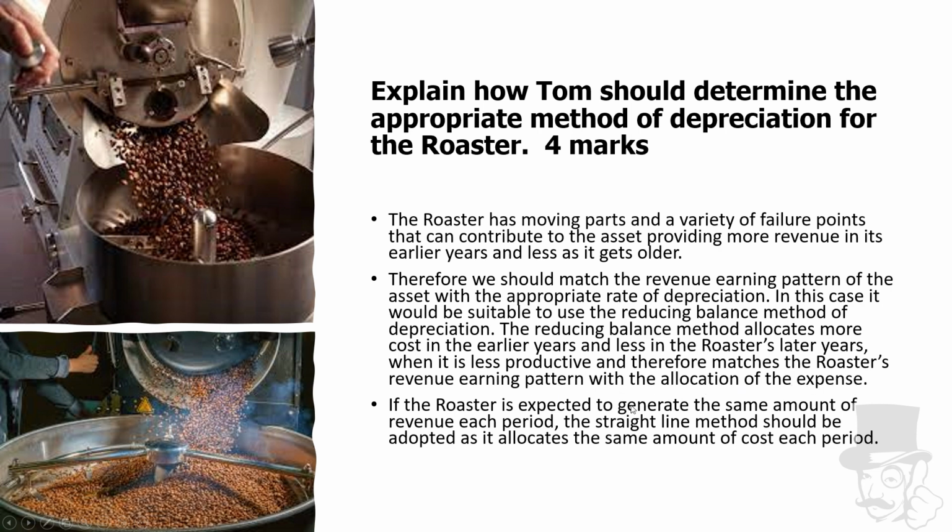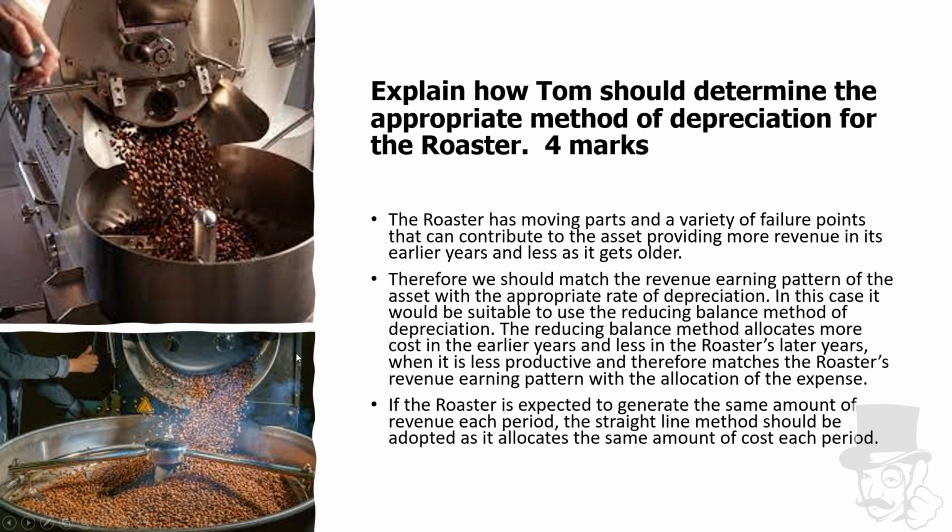If the roaster is expected to generate the same amount of revenue each period, the straight line method should be adopted as it allocates the same amount of cost each period. So there you go. There's your response. Open up by stating that the revenue earning pattern of the asset should be matched with a similar pattern of expense. Then go on about why reducing balance is appropriate for this particular asset, and then go on about why it's appropriate to use straight line for this asset.